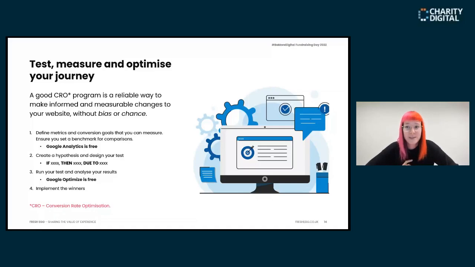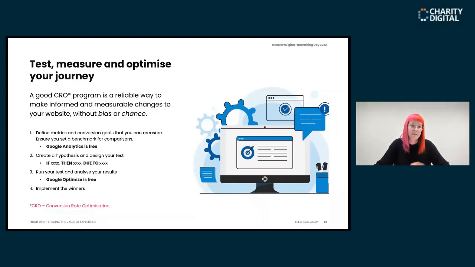If you take one thing away from this section, it's that a good testing program is a reliable way to make informed and measurable changes to your website without that kind of bias and chance element playing a part in it. Again, it doesn't have to be expensive. Probably tends to be one where it can be, but it doesn't have to be. And it could be the difference between a big win and a major fail on your live site. So certainly worth doing if you can.